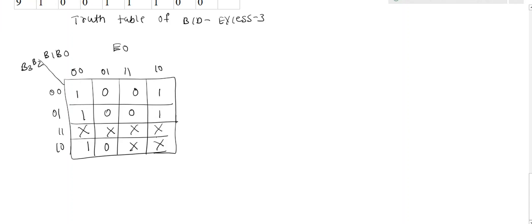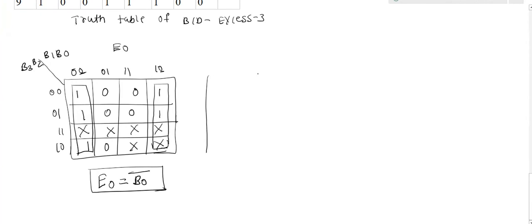Here I can make an octet. These four cells and these four cells I can group together to make an octet. For this octet, horizontally all the combinations of B3 and B2 appear, so those variables are lost. Vertically, the common variable is 0, which is B0 bar. So the expression for E0 is B0 bar. Now we'll draw the K-map for E1.